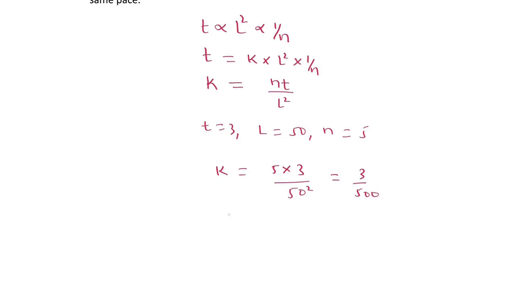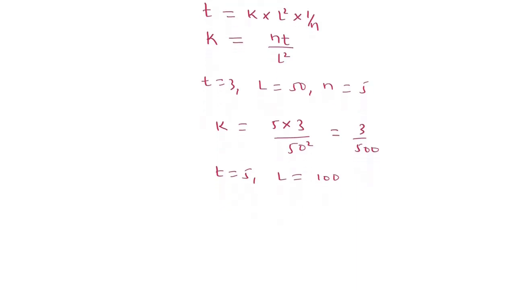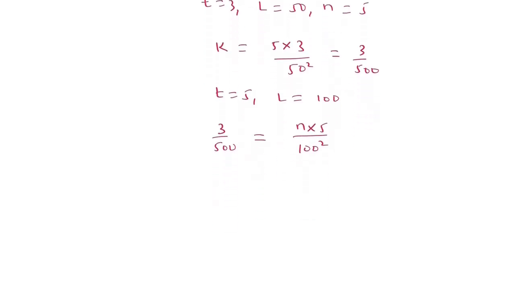Okay, so now using the same equation for K, let us now substitute T with 5, L with 100 in order to find the value of N from the formula. Then our expression is going to be 3 over 500 equals N times 5 over 100 squared. Okay, so now let us cross multiply this equation.